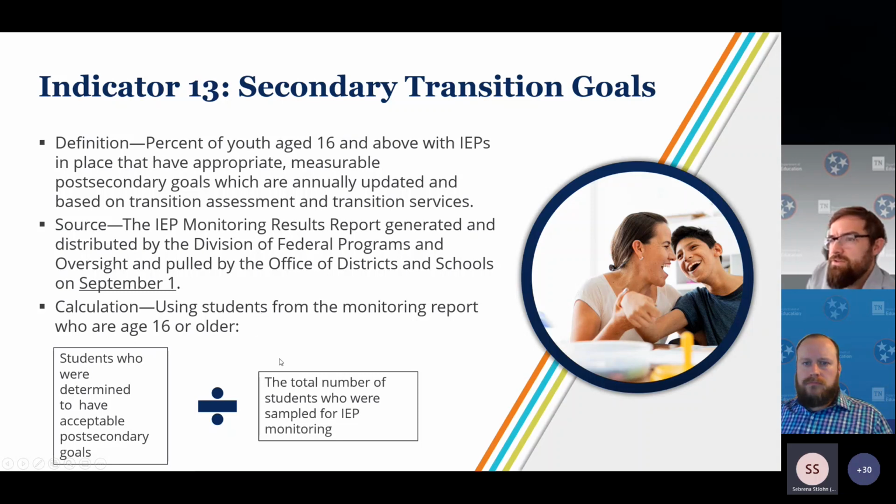So the calculation is pretty simple. We're looking at the number of students who were determined to have acceptable post-secondary goals out of the total number of students age 16 or older who were sampled as part of the IEP monitoring process done by the Division of Federal Programs and Oversight.